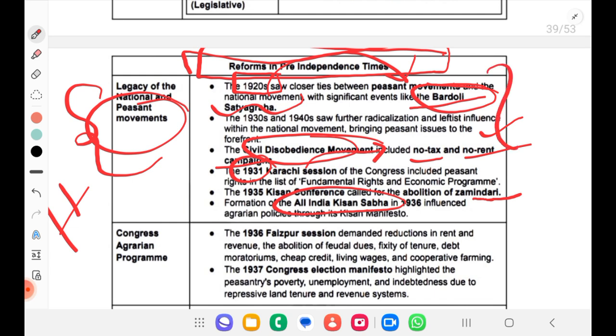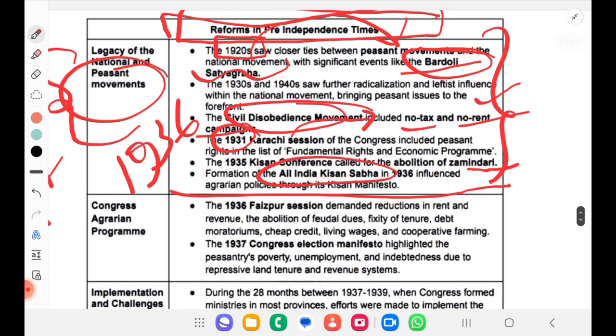These are the historical points till 1936. After that, what about Congress agrarian programs? In 1936, Congress also held a session at Faizpur. It demanded reduction in rent and revenue, abolition of feudal dues, fixity of tenure, debt moratorium, cheap credit, living wages and cooperative farming. Then the 1937 Congress election manifesto also addressed peasant issues: peasantry poverty, unemployment, and indebtedness due to the repressive land tenure and revenue system.